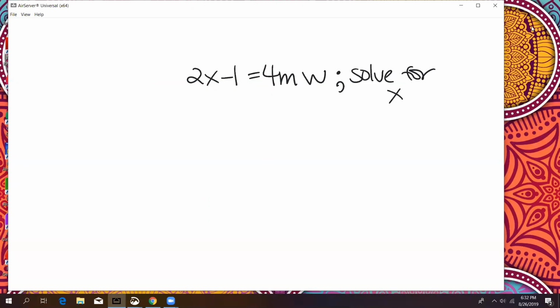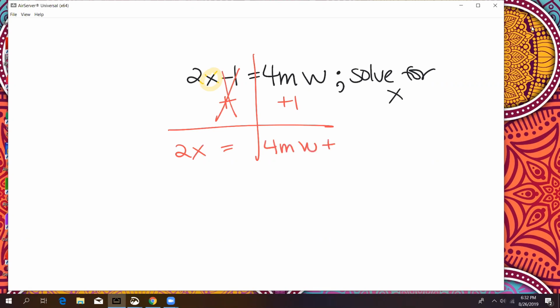Okay. All right, so again, if I am solving for x, I want to get the x by itself. So to do that, I am going to start by adding 1 to both sides. Okay. Now, when you simplify this, this cancels out. So I'm left with 2x on the left side, but on the right, I have 4mw plus 1, because the 4mw was there first, and then you're adding 1 to it. So 4mw plus 1.